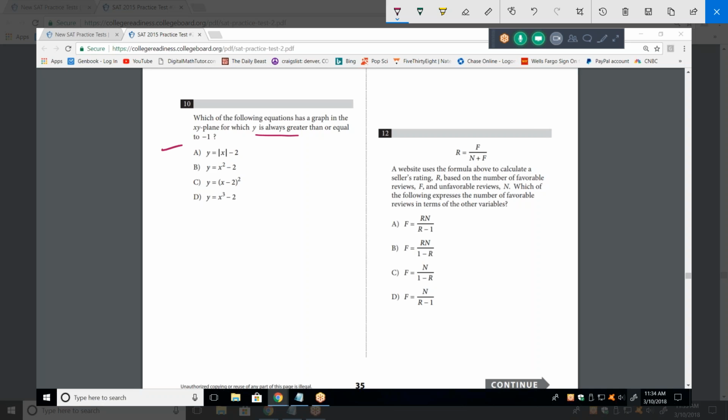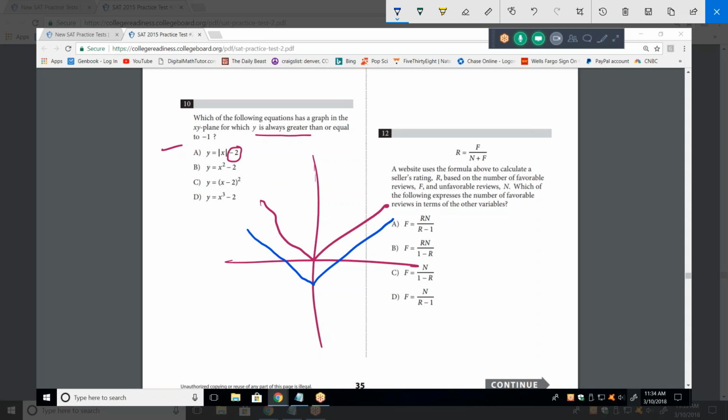Remember, it always has to be greater than or equal to minus 1. So, if we go to draw that, first of all, the absolute value function looks like that. That's y equals absolute value of x. But what's the consequence of that minus 2? It's a vertical shift down by 2 units. So this blue function is a.